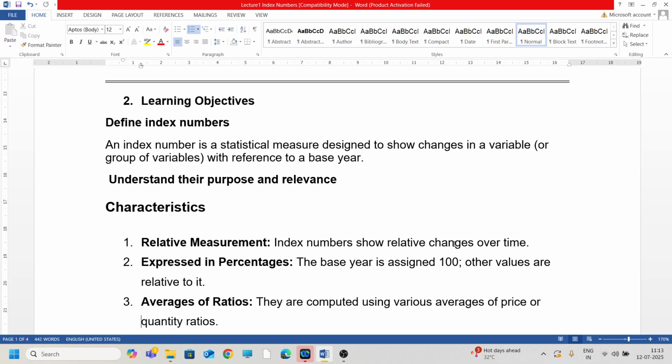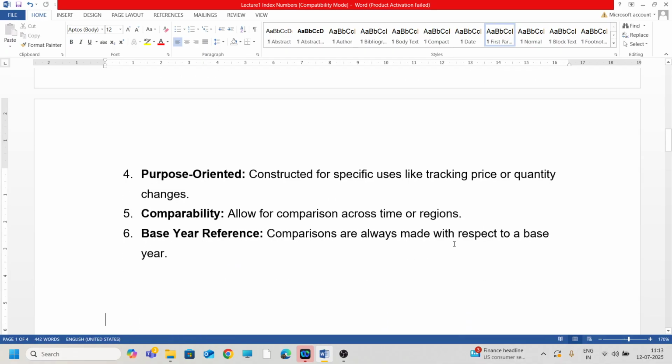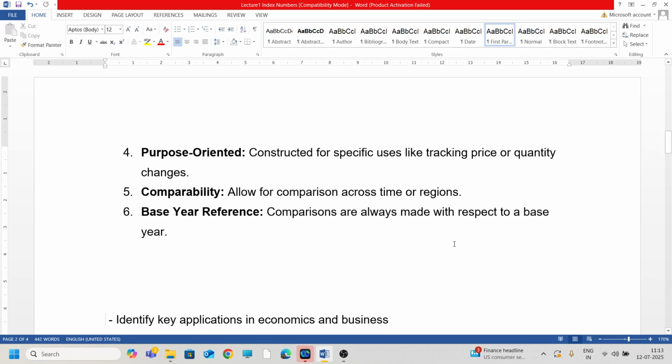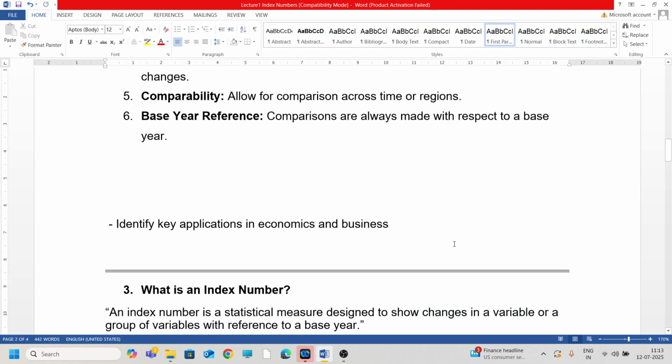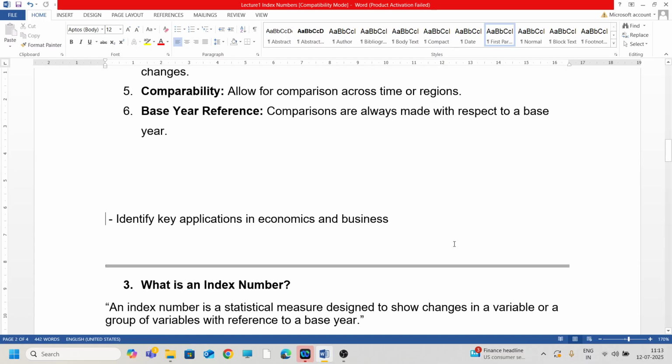Okay. The third one, averages of ratio. They are computed using various averages of price or quantity ratio. Fourth, purpose oriented. So constructed for specific uses like tracking price or quantity changes. Fifth one, comparability. Allow for comparison across time or regions. Sixth one, base year reference. Comparisons are always made with respect to a base year, that is 100. Okay. So the next objective is identify key applications in economics and business.